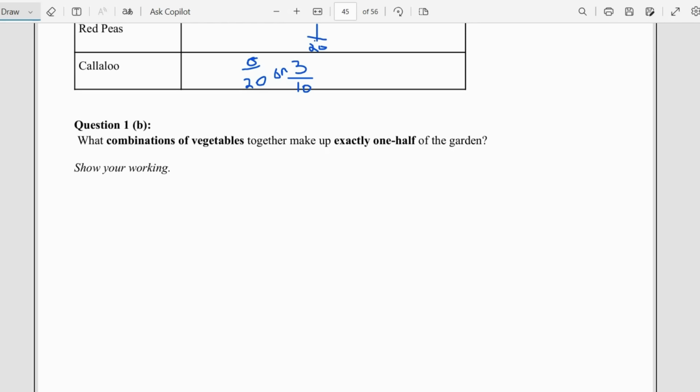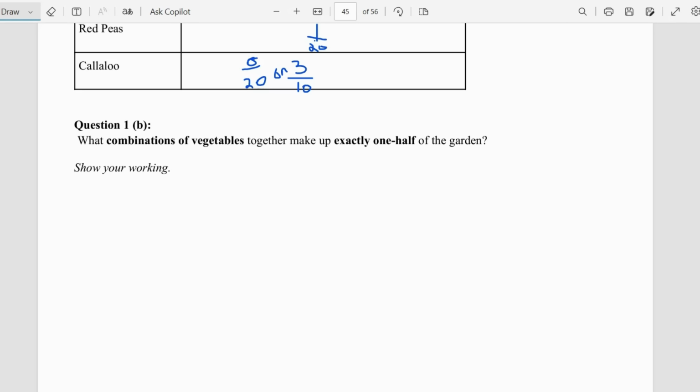Alright, so what combinations together make up exactly 1/2 of the garden? Essentially what we're looking for, and your answer will vary, is any combination of vegetables that would make up 1/2 of the garden. So we could have tomato and carrot, because that would be 6 plus 4, which is 10. 10/20, that's half of the garden. Also, we could have callaloo and tomato, which is also 10/20.